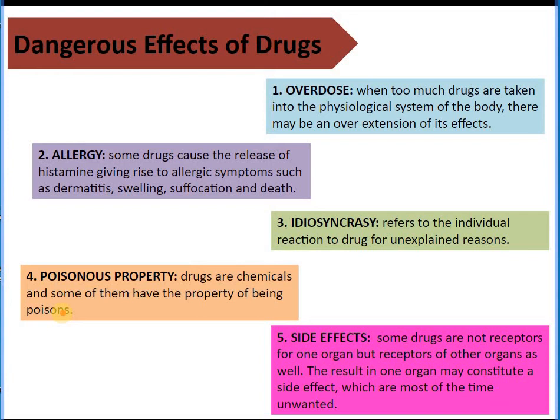Next, we have, lastly, the side effects. Siyempre, sure na yan. Merong side effects talagang drugs. Once you take a drug, sigurado merong side effect yan. So, some drugs are not receptors for one organ, but receptors of other organs as well. For example, alam niyo yung mga sa diabetes, diba? Umiinom sila ng gamot sa diabetes para makontrol ang sugar nila. Pero anong side effects niyan? Diba natatamaan yung bato nila? Diba? So, meron kasing mga gamot na pagagalingin niya yung isang sakit, pero meron siyang side effects dun sa iba. So, the result is one organ may constitute a side effect which are most of the time unwanted.